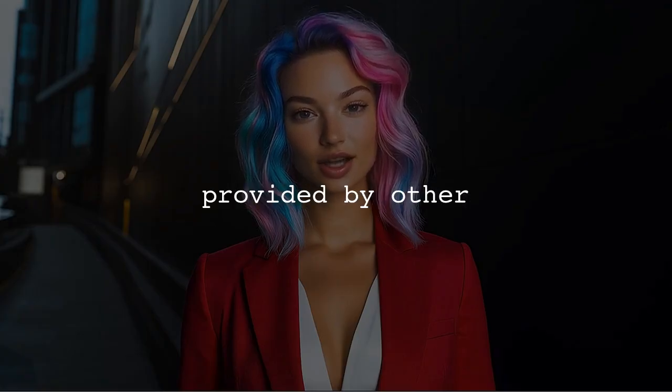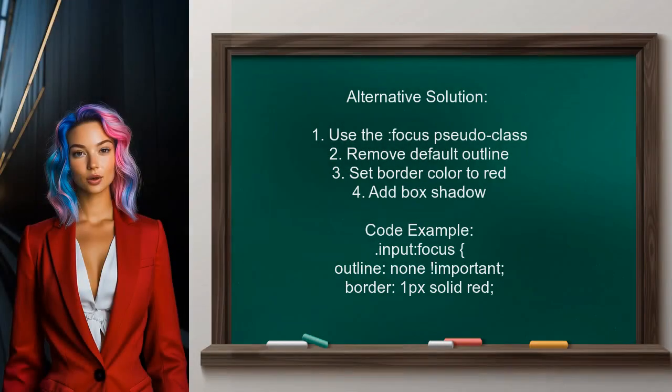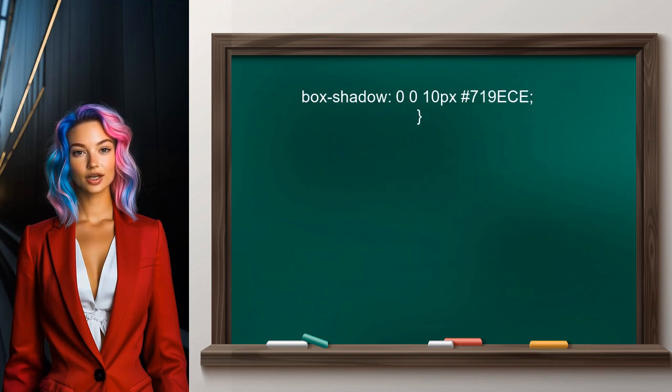Now, let's look at the answers provided by other users. An alternative solution from a user named Joshua suggests modifying the CSS for the input element. He recommends using the focus pseudo class to remove the default outline and set a custom border color. Specifically, you can apply a red border and add a box shadow for a nice effect.